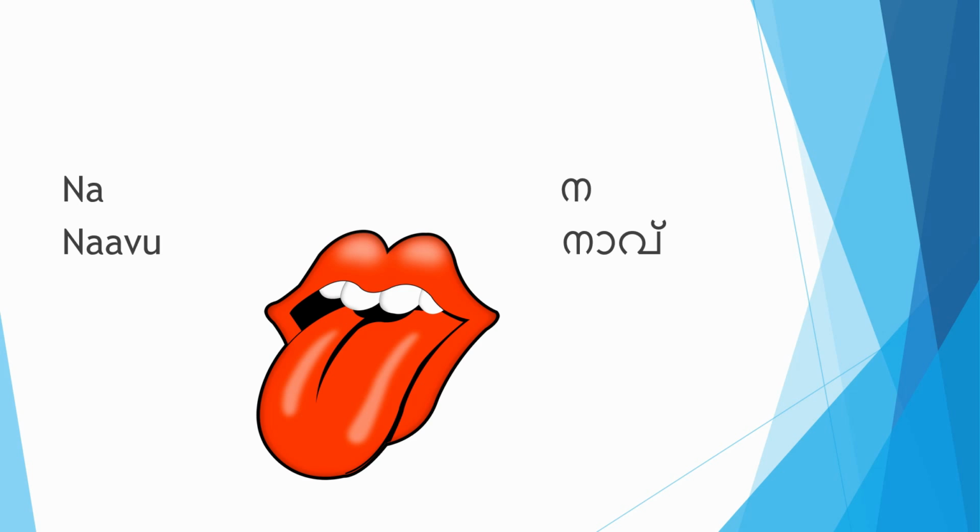Na, na. This is the last one in that row. So it can be pronounced as na or na interchangeably. Sometimes it is na, sometimes it is na. So this can be navu. This is pronounced as navu instead of navu. Sometimes you can see some other words which pronounce it as na itself.